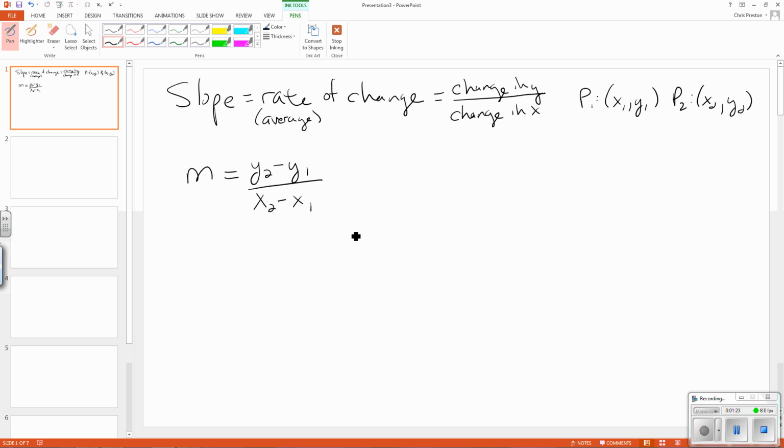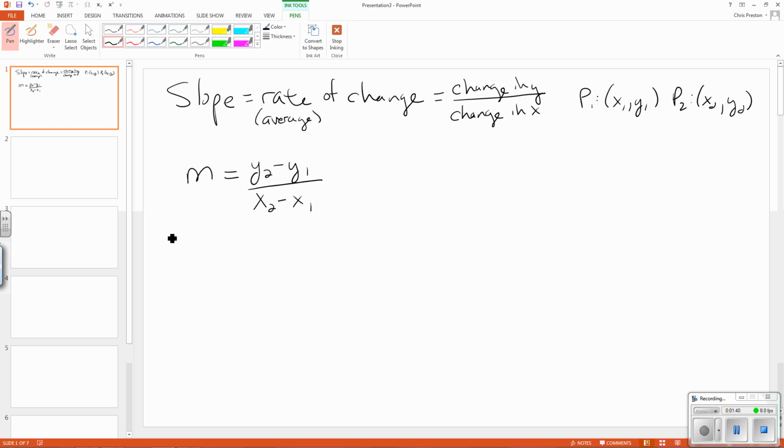Now just keep in mind that if you're dividing by 0, that's an undefined slope, whereas if you have 0 on top and non-zero on the bottom, then that just means the slope is equal to 0, which, if you're talking about a line, is a horizontal line.